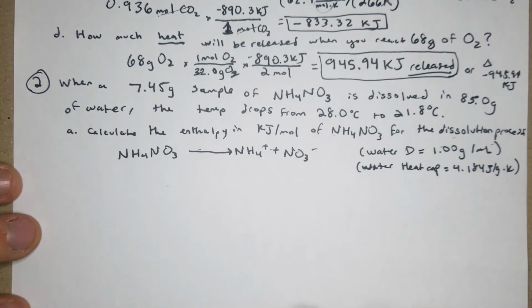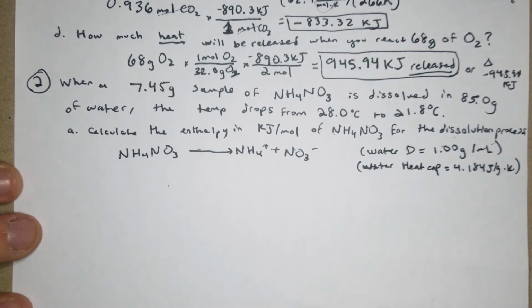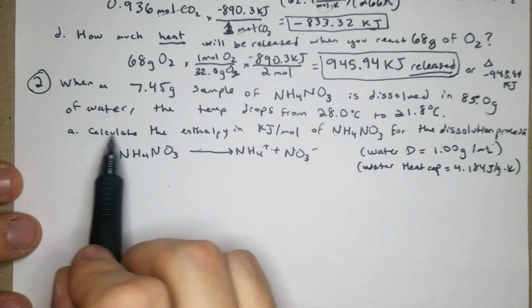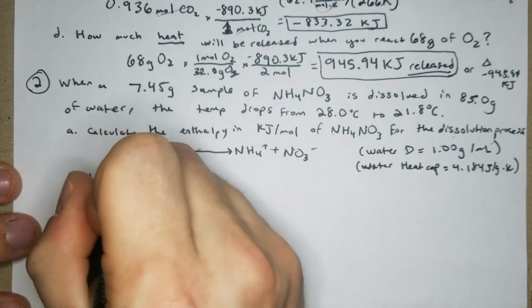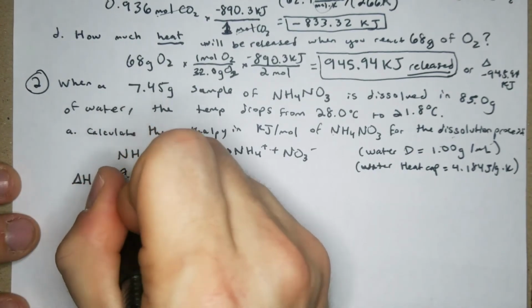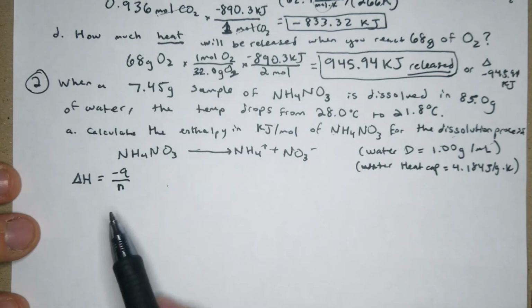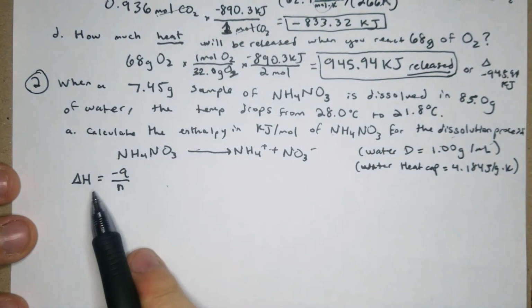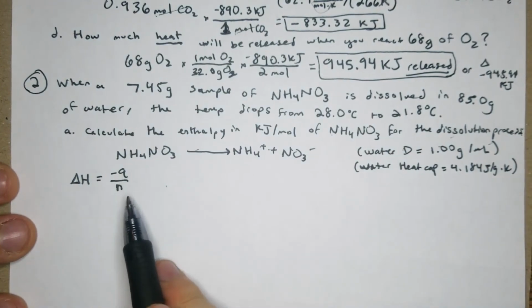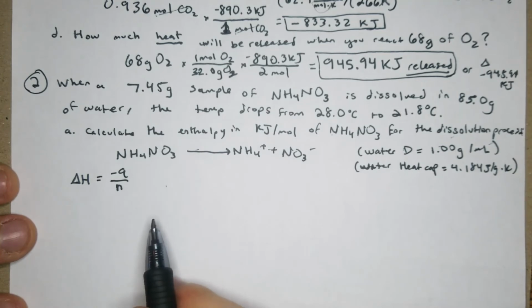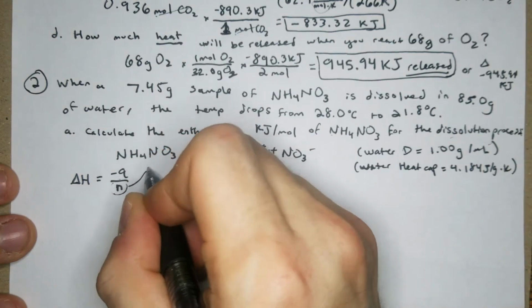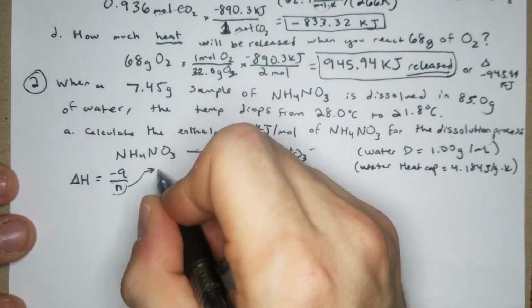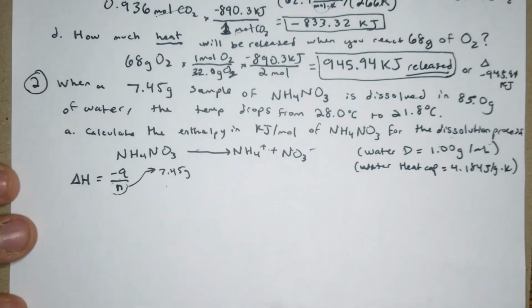Okay, so we got a couple givens there. We got our formula. Let's break this down. So first of all, what are we looking for? Calculate the enthalpy. In this case, we can use this formula. Delta H is going to be equal to the negative heat over N. So if we're trying to figure that out, what are we figuring out? N is going to be based on 7.45 grams that we know about. So we'll just figure that out.